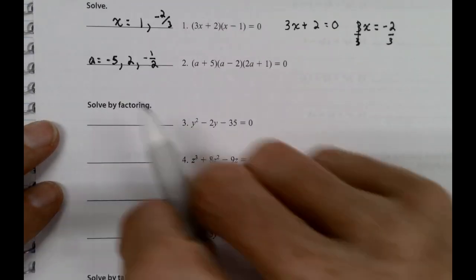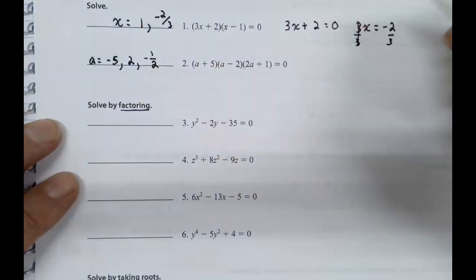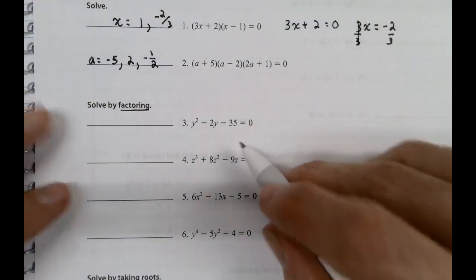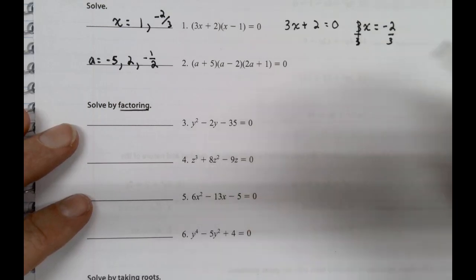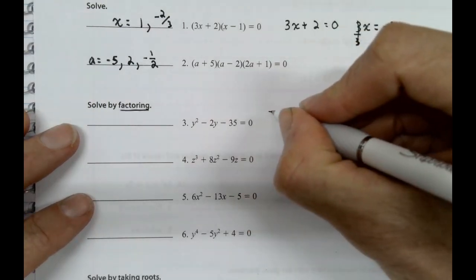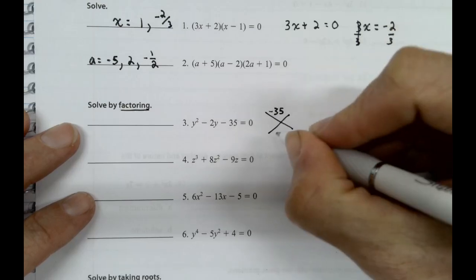Okay, solve by factoring. So here's the key. If they tell me that I'm solving by factoring, that's a hint that I am going to be able to factor these things. So we need to dig deep and remember, what do you do to factor? I need two numbers, so when I multiply them together, give me minus 35. When I add them together, give me minus 2.